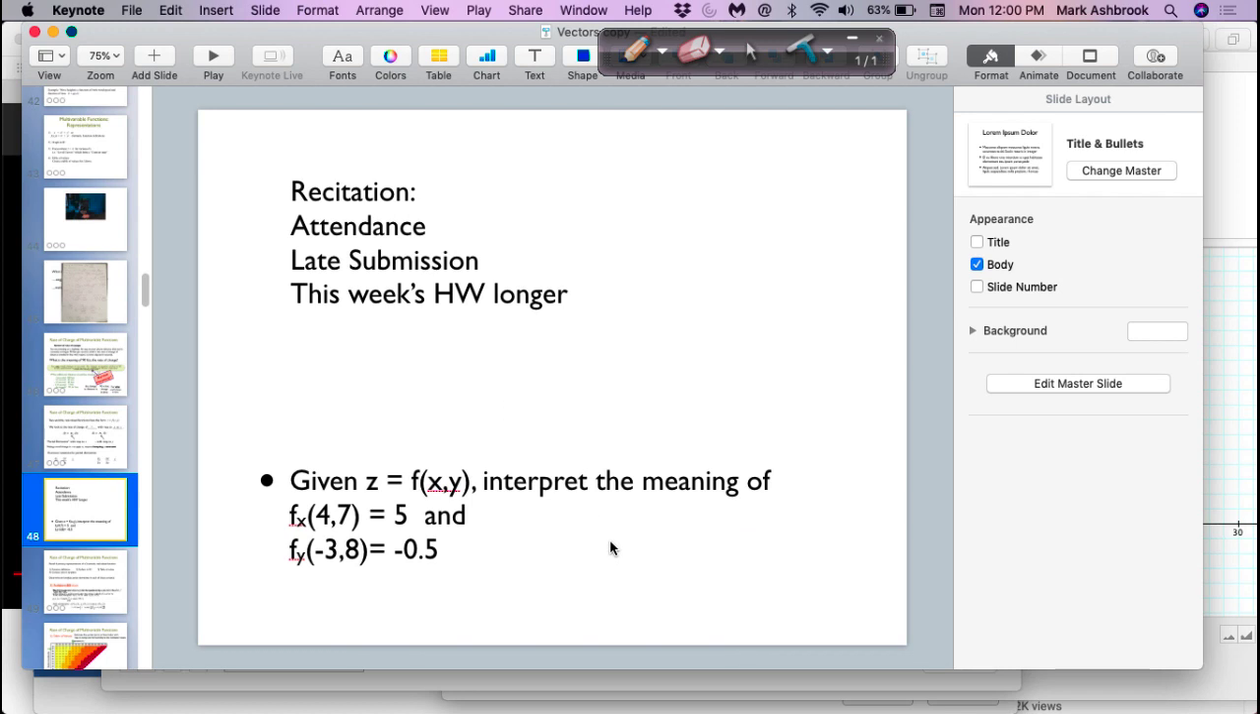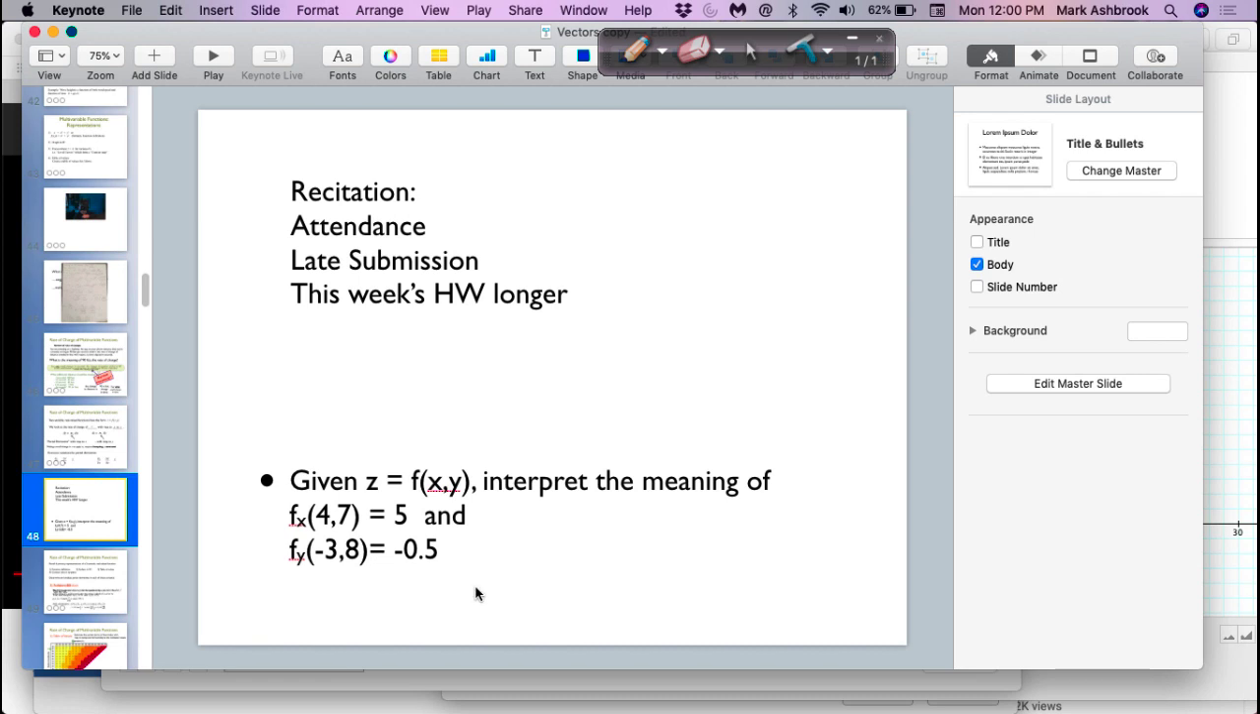Okay. So we were talking about partial derivatives. If I have a function f equals f of x, y, I want to practice interpreting the meaning of the partials. Suppose the partial of f with respect to x when x is 4 and y is 7 equals 5, and the partial of f with respect to y when x is negative 3 and y is 8 is negative 0.5. You're going to practice what this means, right? This is a mouthful. It's a long explanation to explain what these things mean, and we want to practice that and really understand it.